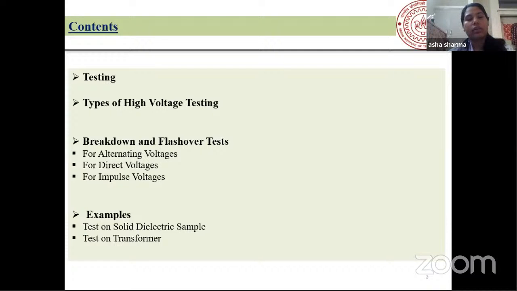And after the types of high voltage testing, I'll discuss the breakdown and the flashover test. Under this, we'll discuss breakdown and flashover test for the alternating voltages, for direct voltages, for impulse voltages, and at the end of the presentation, I have included some examples. That is a test on the solid dielectric sample and the test on the transformer.